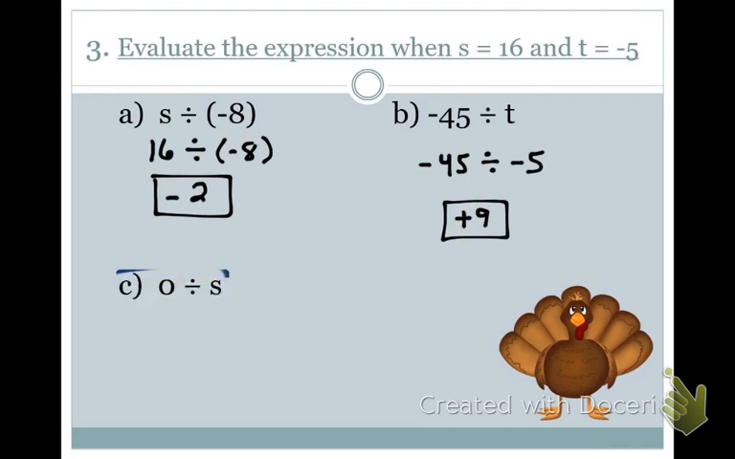Let's go ahead and do one last example like this. This one is 0 divided by s. So instead of writing 0 divided by s, what will I put? 0 divided by 16. Good job. And what is 0 divided by 16? 0. 0, because 0 divided by anything always equals 0.